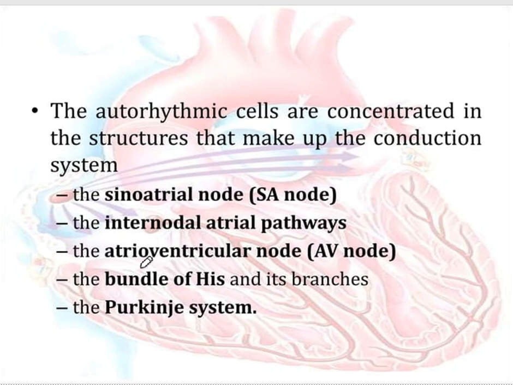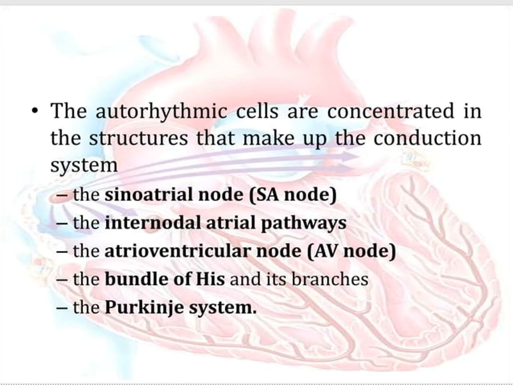So whenever there is an impulse transmission over the AV node, bundle of His and Purkinje fibers, this involves ventricular contraction. And the SA node and internodal pathways are responsible for contracting the atria. The name itself suggests these are the atria and these are the ventricles. I will show you the image that will give you a clear idea of how the autorhythmic cells are going down and down all over the heart, causing the contraction.